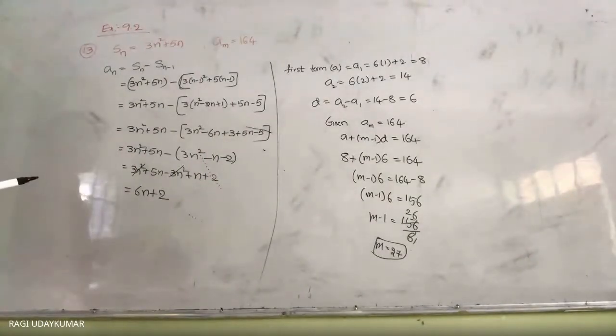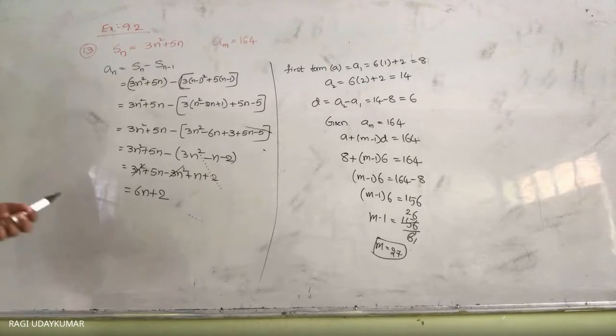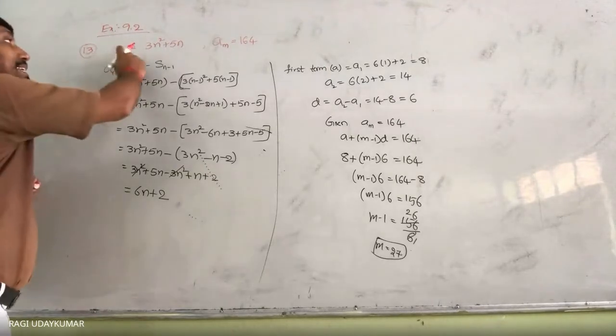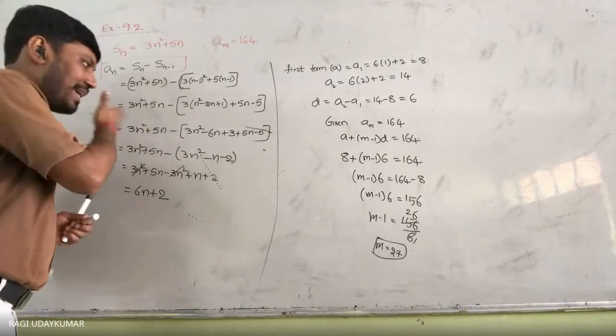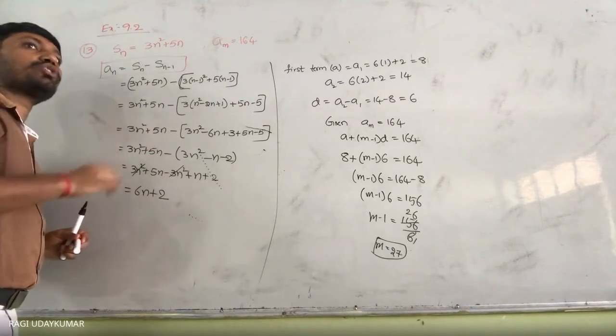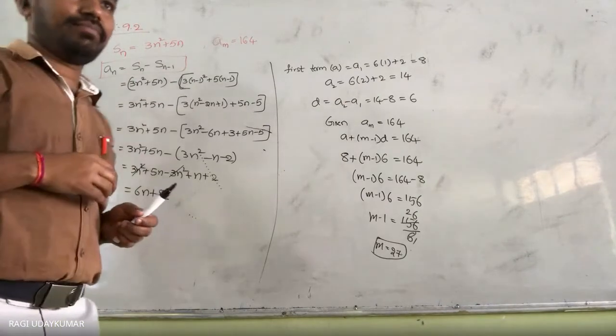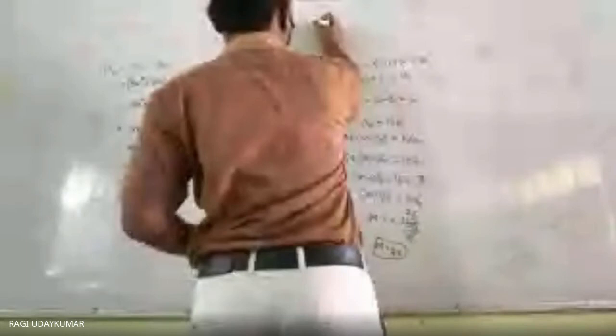Understood? Clear? So like this, the main concept to remember is that when Sn is given and you want an, you use this method. The same problem can be done in another way. Sir, there is no need to find all of an; directly find S1, S2 and then A2. A2 is equal to S2 minus S1. This A2 that came as 14 can also come as S2 minus S1: substitute 2 in S2, 2 square is 4, 4 times 3 is 12, 12 plus 10 is 22, minus S1, substitute 1, which is 8.